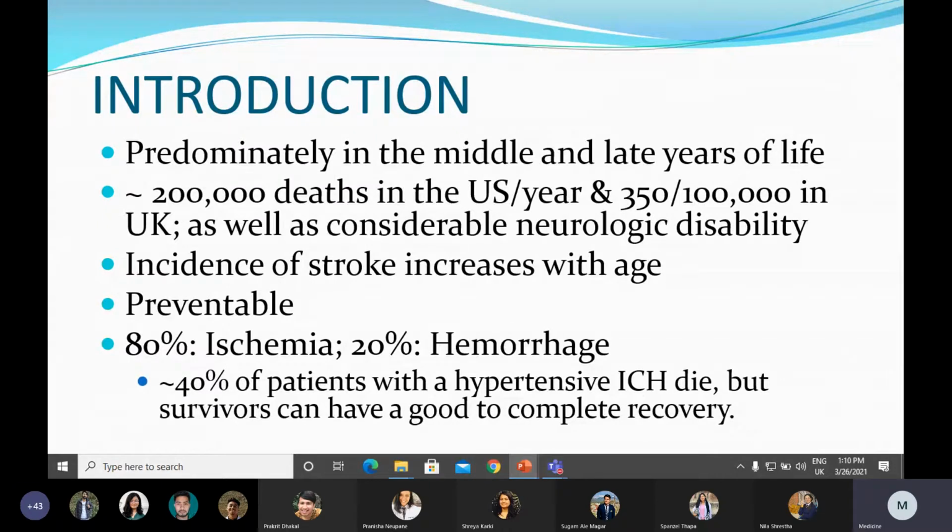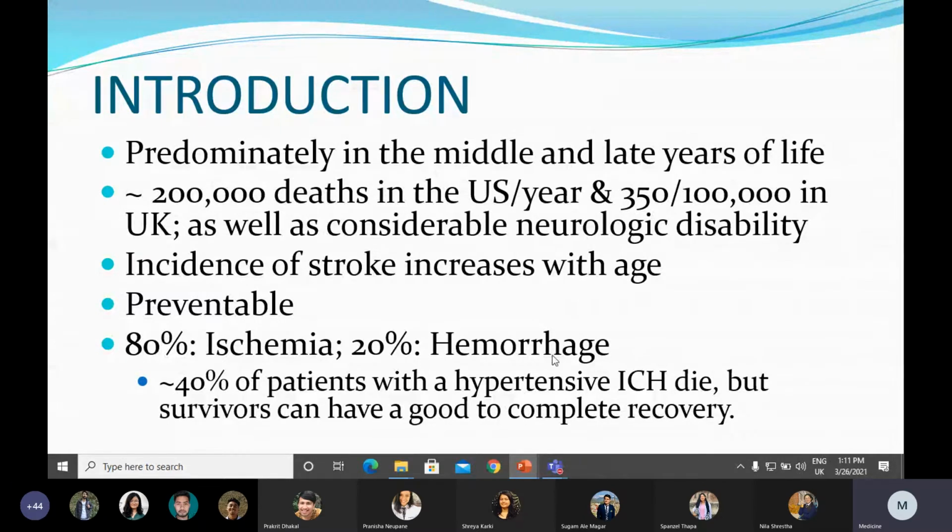And the incidence of stroke increases with age, and basically these are usually seen in elderly patients or patients with comorbidities like hypertension, diabetes, or cardiac diseases. However, most of the strokes are preventable, and it's very important to know why it occurs and how we prevent it.